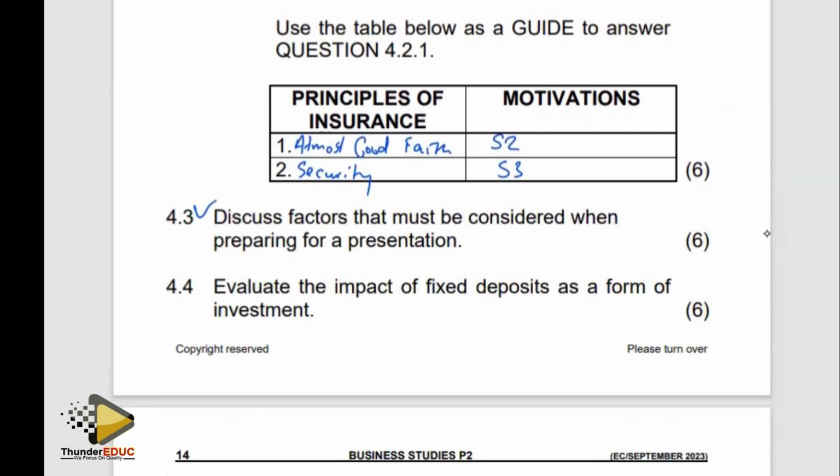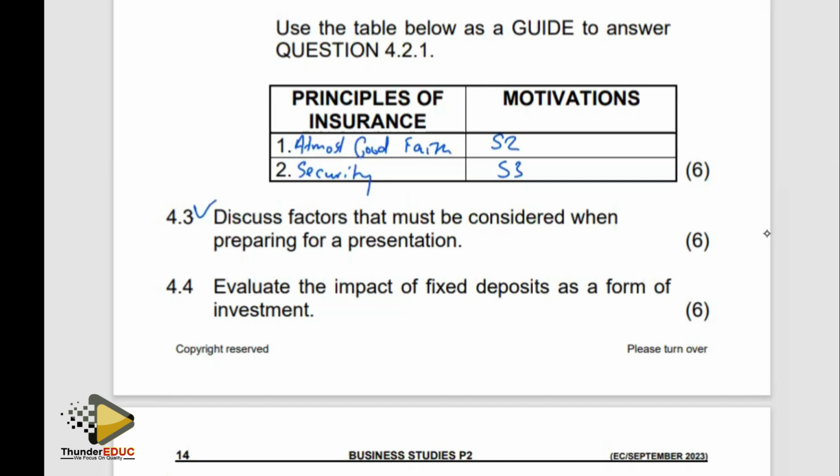Discuss factors that must be considered when preparing for a presentation. So when preparing for a presentation, the presenter should establish a clear purpose and maintain the main points of the presentation. Also, the information presented should be relevant and accurate, so they should be fully conversant with the content or objective of the presentation. And they should create visual aids that will consolidate the information or facts to be conveyed to the audience.